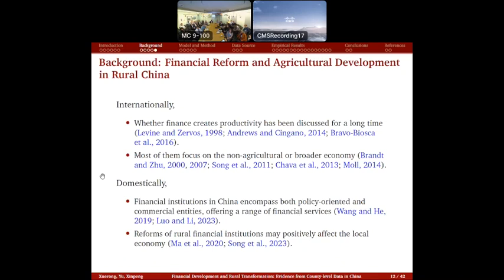There are several literatures that discuss financial reform and agricultural development. Internationally, a vast literature has already discussed whether finance can create productivity. But most of it has focused on the non-agriculture or manufacturing sector, and on firms' own profits. In China, several scholars have also discussed the financial markets in rural China, and recently some literature starts to examine whether the financial reforms can affect the local economy.